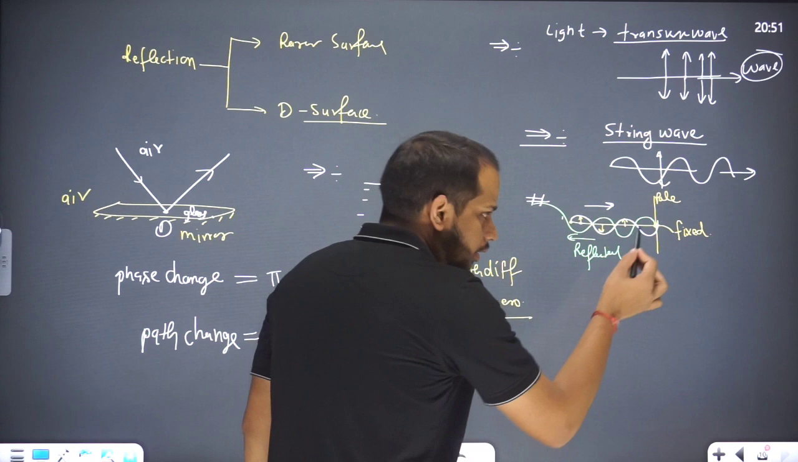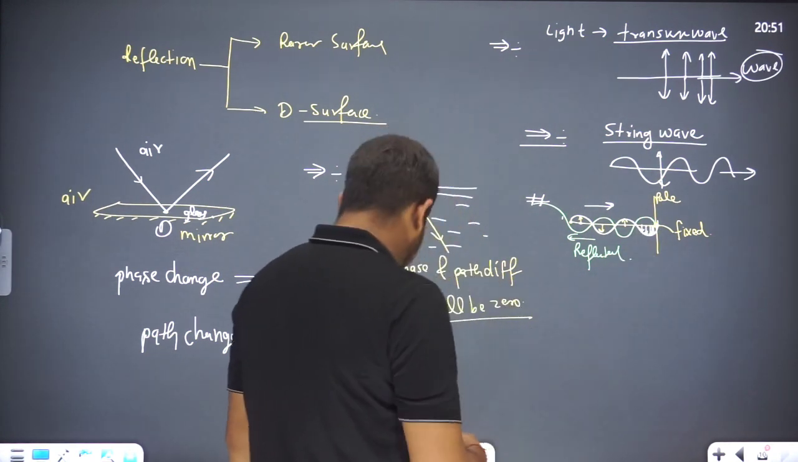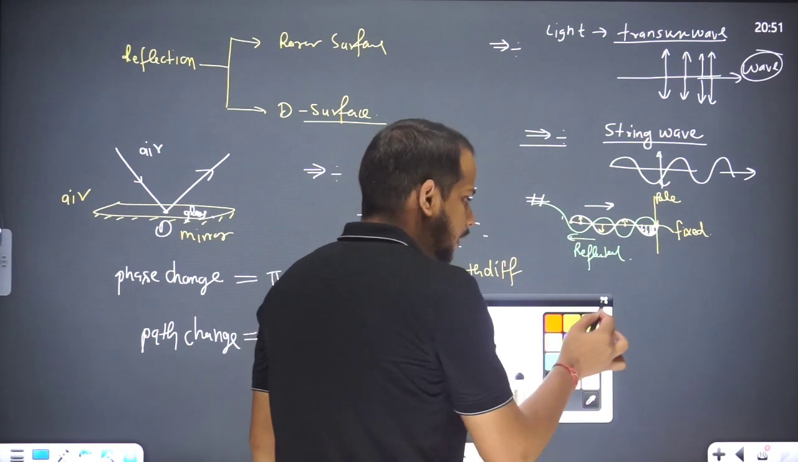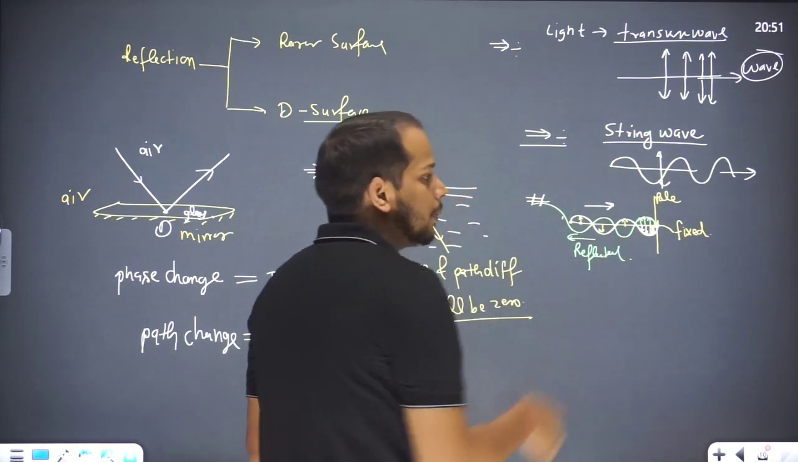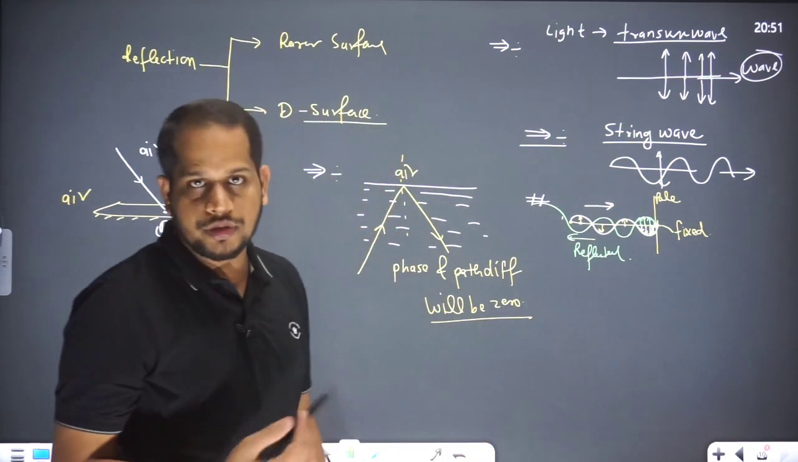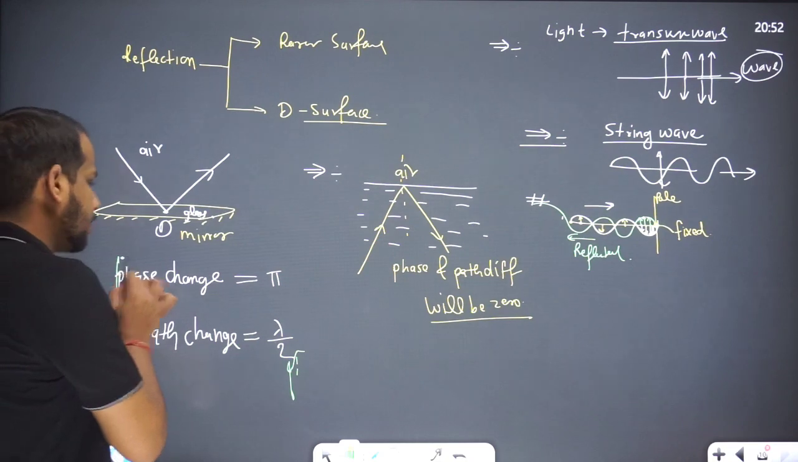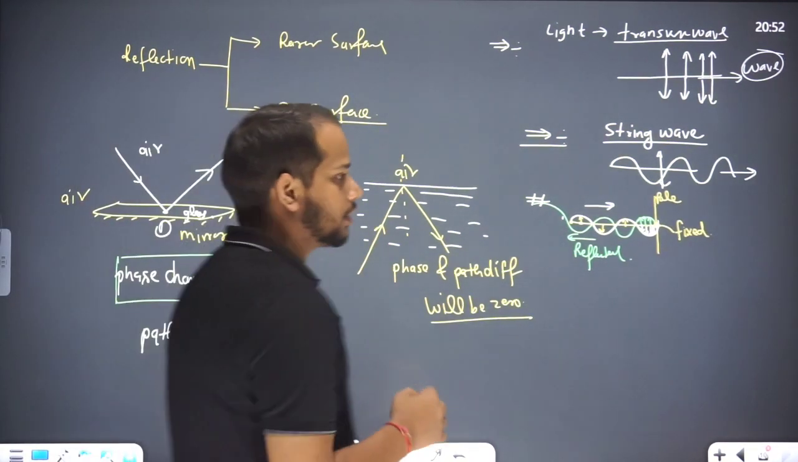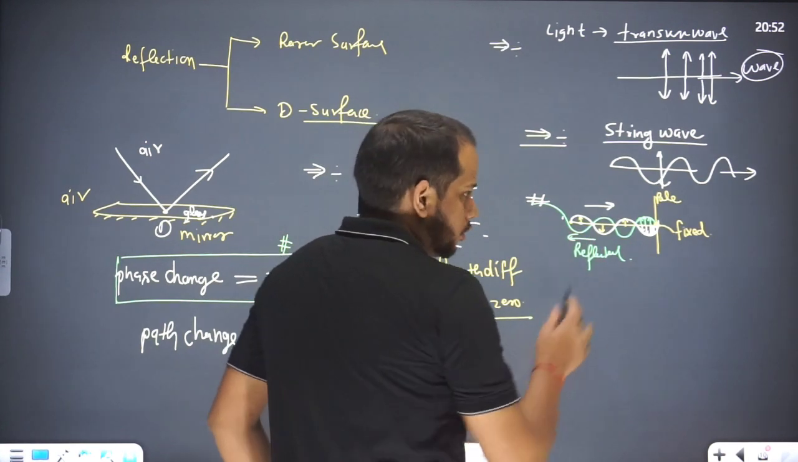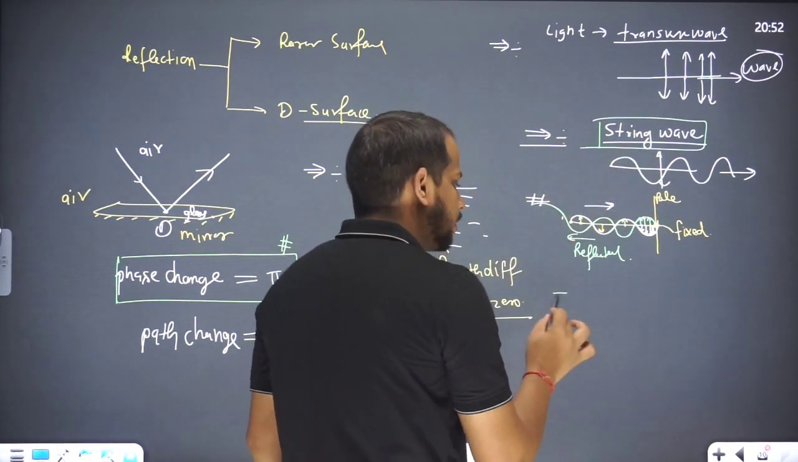So this is the phase of all the particles when the wave is incident, and when the wave is reflected over here, this is the phase of all the particles. So they are opposite in phase. Opposite phase means what? Pi. That's why we said if there is a reflection from any denser surface, then the phase difference is Pi, right? So you can correlate this with the string wave. Now let's see the next one.